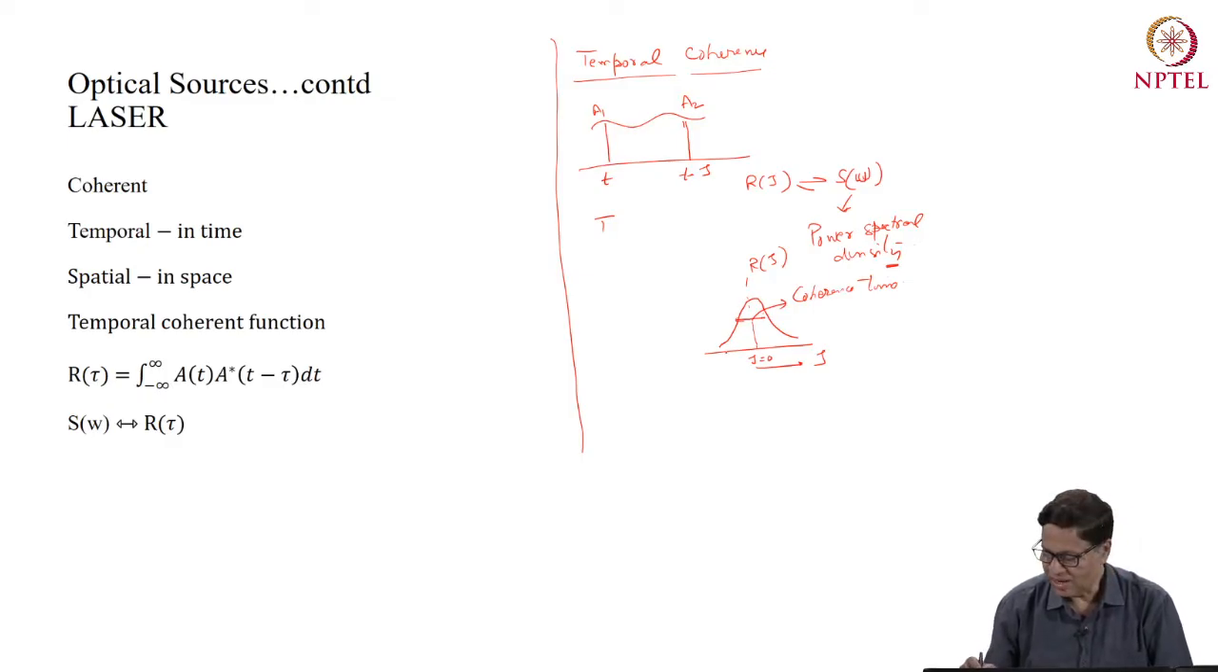And this coherence time, and if I take the bandwidth of this, the Fourier transform of this, then this is sort of Gaussian, so you will get a similar curve, Gaussian curve here. So this is f, and this is actually the bandwidth.